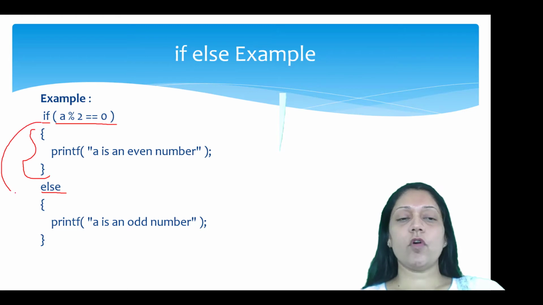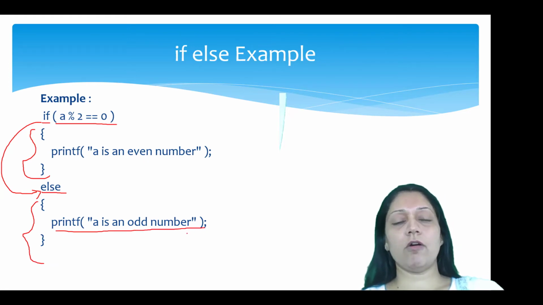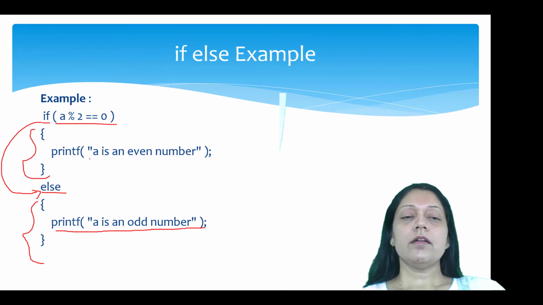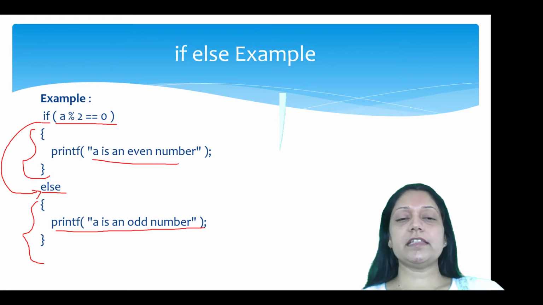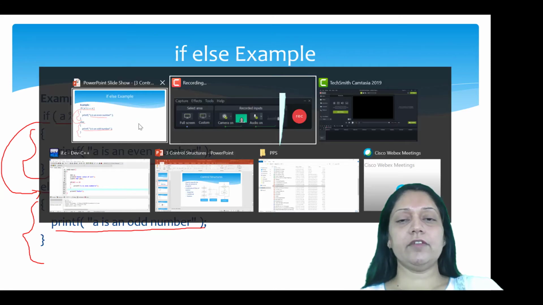If the condition is false, my compiler will come to the else part. After else, don't put any condition, simply write else without a semicolon. So if the condition is false, whatever you have written after else would be executed. That is, printf a is an odd number. So I have two printf statements here. One printf statement is executed if the condition is true, and another printf statement is executed if the condition is false. Let's see this also with an example in Dev C++.